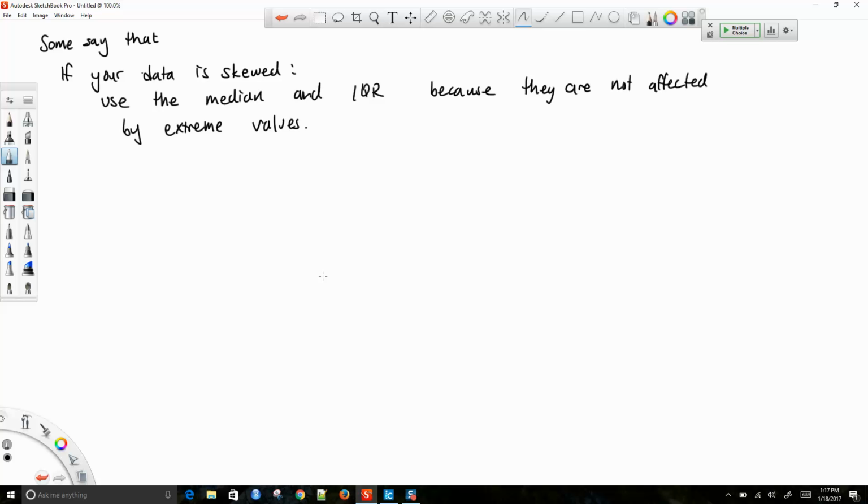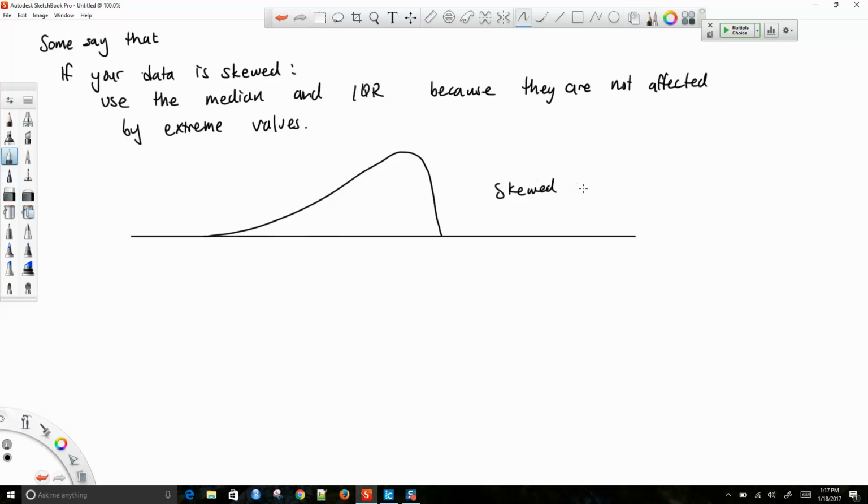What does it mean to be skewed left? This would be skewed left, right? So skewed left, we have extreme values on the high side or on the low side? Low side, right? We have extreme values down here, whereas most are up here, okay? The median and the IQR are not affected by extreme values, okay?